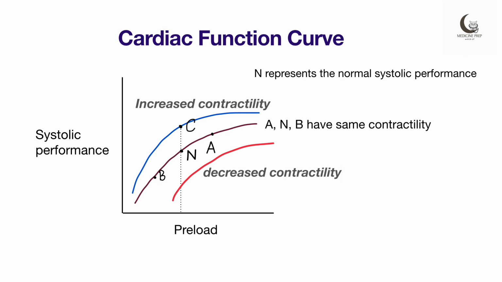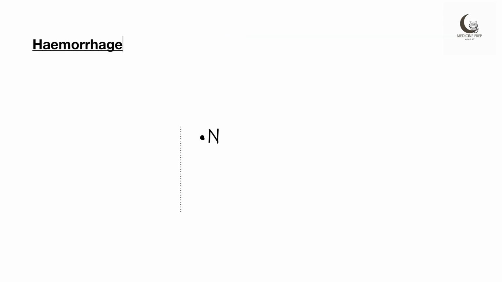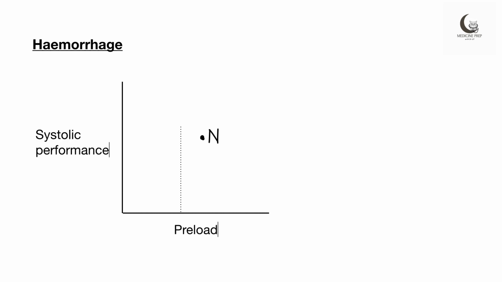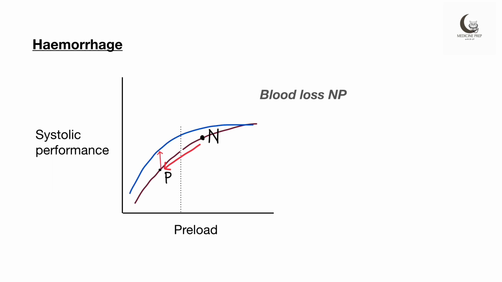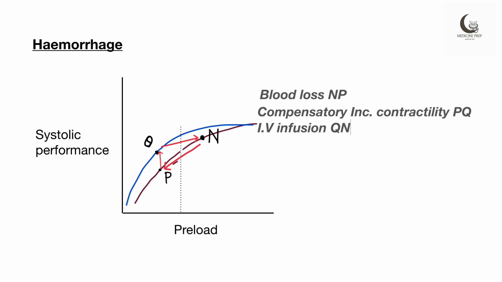Now let's draw a cardiac function curve as a consequence of hemorrhage. So from N, due to blood loss, there will be a decrease in preload. Your vector will move to point P. Now the heart will try to compensate by increasing the contractility. So the vector will move from P to Q. And then when you give IV infusions, the preload will once again increase and the heart performance will return to point N.